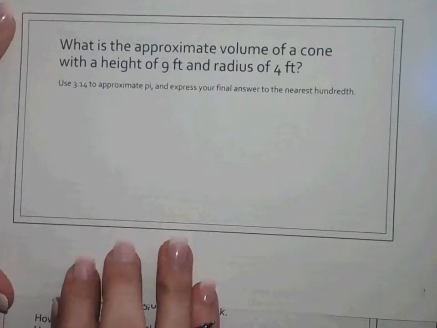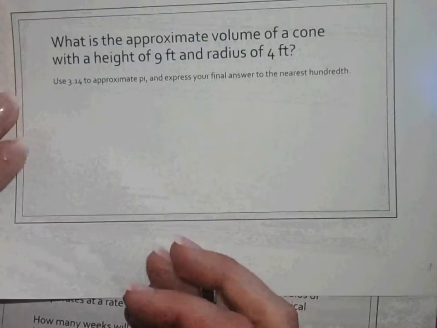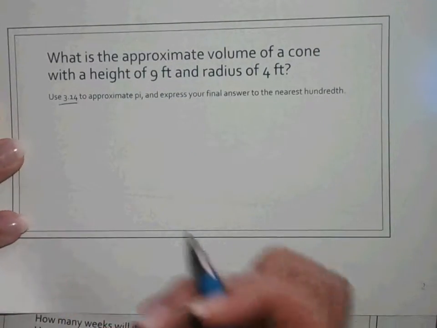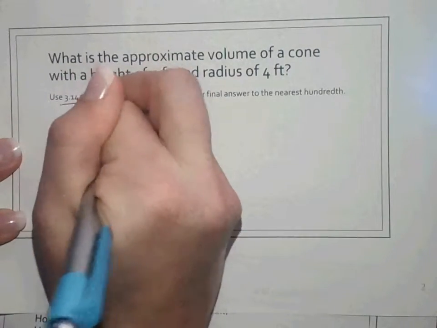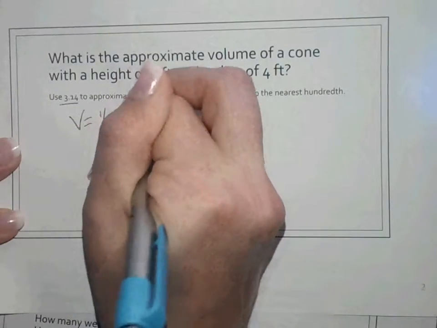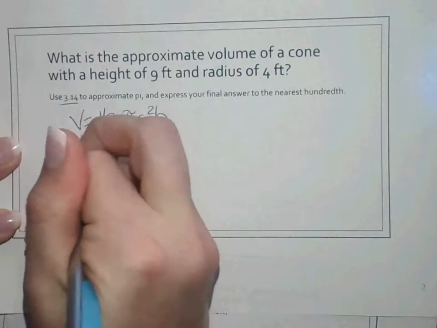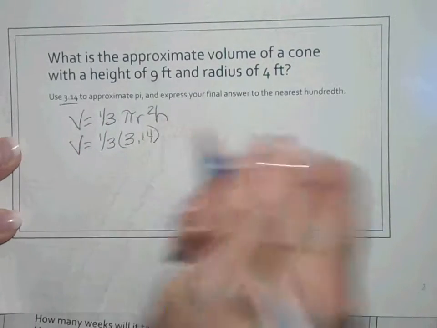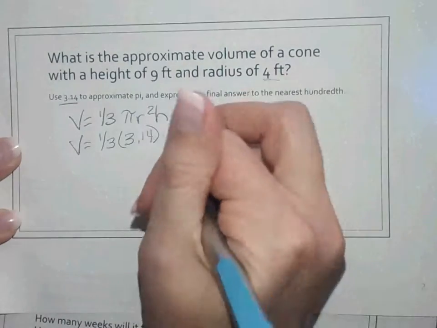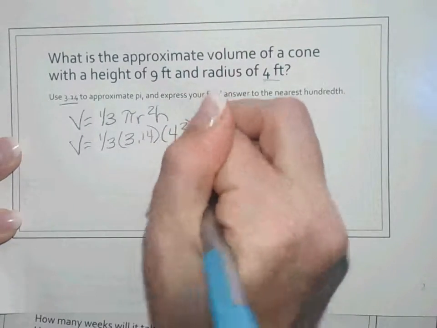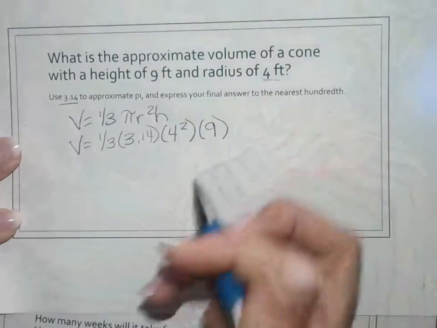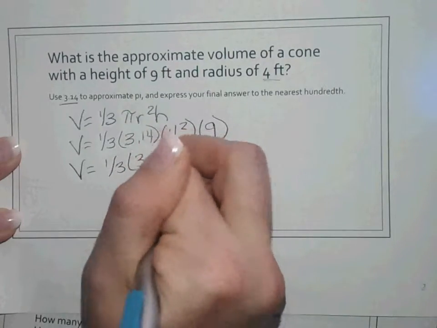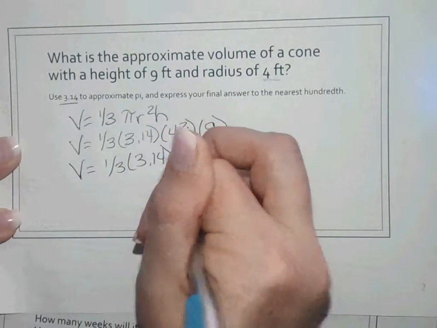What is the approximate volume of a cone with a height of 9 and a radius of 4? It says use 3.14 to approximate pi. So we always start with our formula. So I'm going to plug in 3.14 for pi. They say our radius is 4, so 4 squared times the height of 9. So I'm just going to rewrite this and go ahead and square that 4 squared.